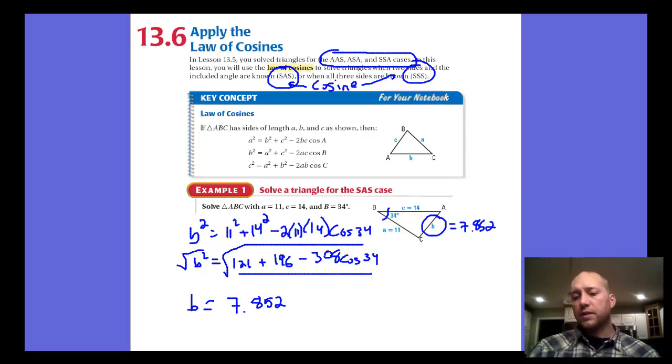Now that we have that side, we have an angle and the side opposite. So we could keep using the law of cosines, or a little quicker is to use law of sines. So I could use the sine of 34 over the side we just found, 7.852, and set that up as a proportion with the sine of angle A over 11, and I can cross multiply and solve for A. I can do that similarly for angle C.